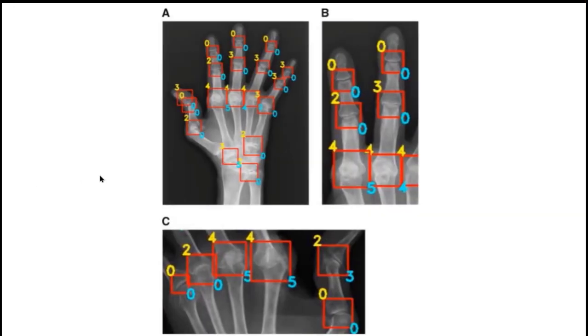In this study, a whole hand image is processed by the model. The red rectangles indicate joints such as PIP, IP, or MCP. The numbers in yellow color indicate the joint space narrowing score, and the blue numbers indicate the erosion score.